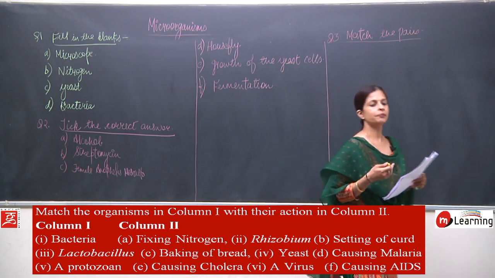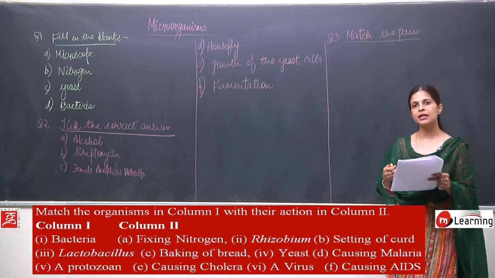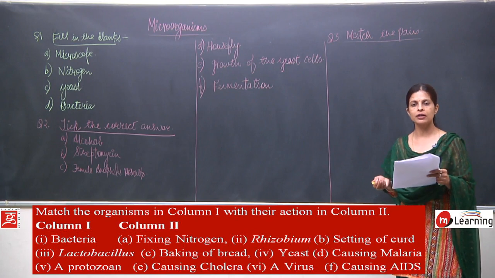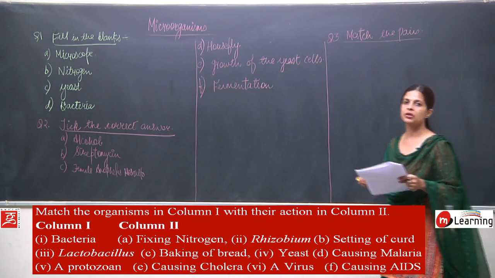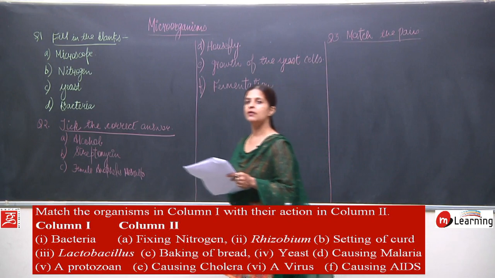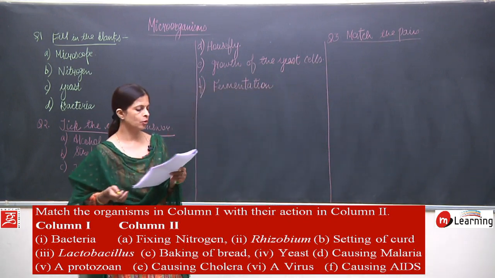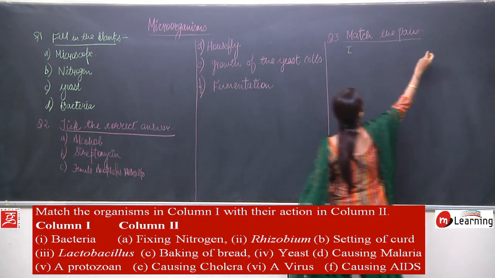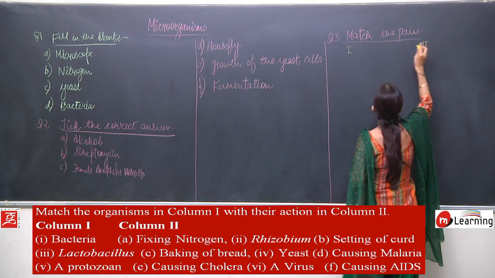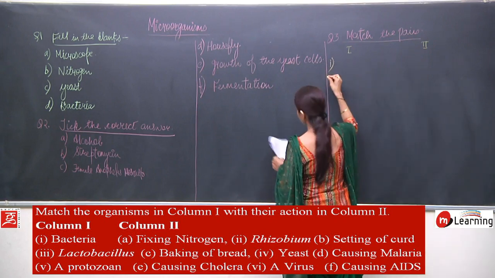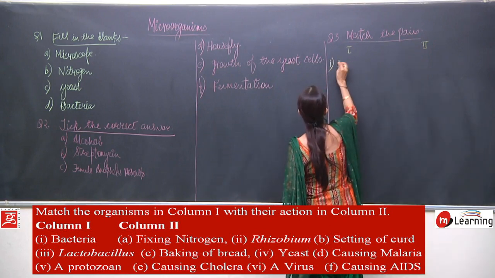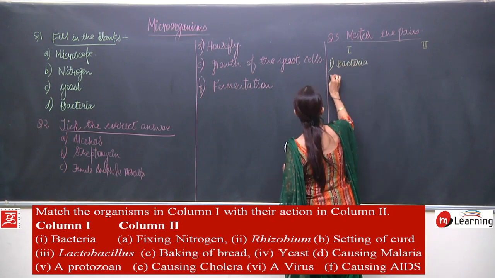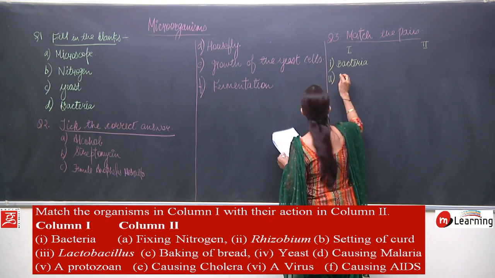In one column it's given first, second, third, the microorganisms are given, and on the other side the certain activities of the microorganisms are given, and we need to match these activities with the responsible microorganism. So, I'll just write the column 1, and this one is second. First they have given bacteria. I will write first bacteria, and the second they have given rhizobium.